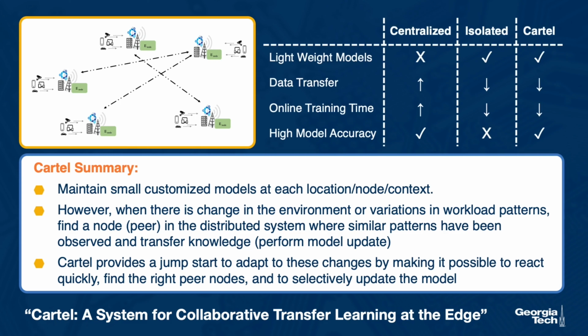When considering highly distributed systems, where there is some locality in the data trends across different locations, and also some situations where these trends do propagate from one location to another over time, we show that Cartel is quite superior compared to the other modes of learning. It's able to achieve more lightweight models compared to decentralized approaches. It requires much less data transfer time and leads to lower training time compared to decentralized approaches. And at the same time, it achieves much better model accuracy than learning in isolation.